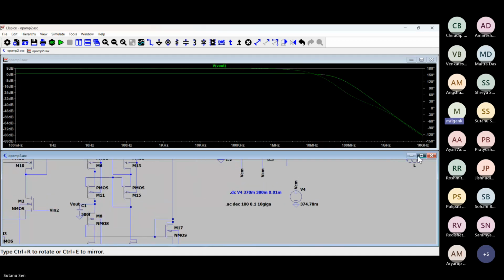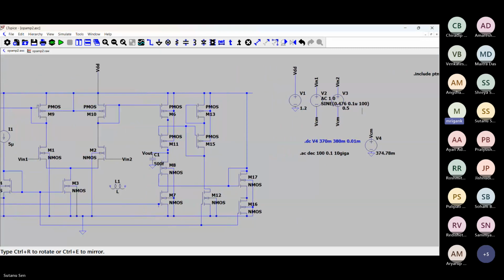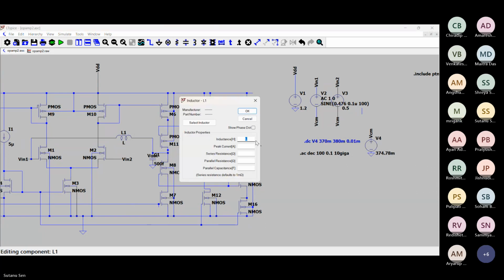But the inductor value should be very high. You put it something like 10 to the power of 9 Henry, 1000 mega Henry, something like that. Or even more than that, means 10,000 mega Henry. Sir, 10,000 mega Henry. Yes. The reason for doing that is that for DC, it will become short circuited, but for any significant AC signal, it will be open circuit.